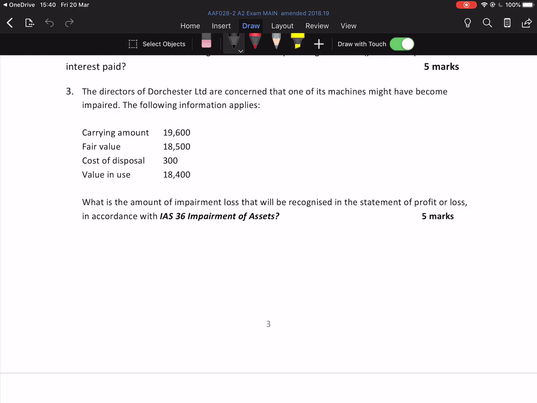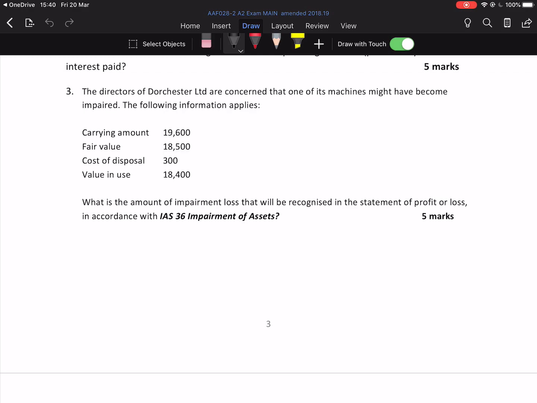So I'll give you an example. In your assets, let's say you've got a van that cost about £10,000, but you know it's not worth that. The engine might be knackered or there's something wrong with it. So it's not worth what it says on the carrying value. The carrying value is the difference between the cost and the depreciation. That's the figure that goes into your statement of financial position.